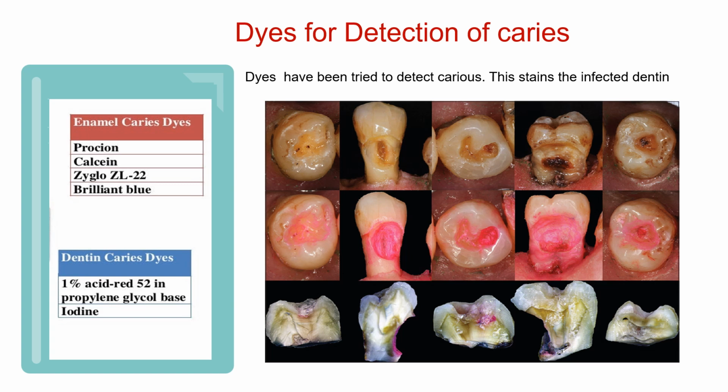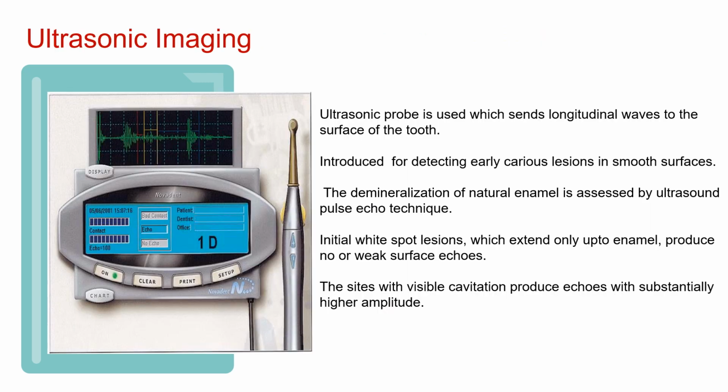There are several dyes also which are used for detection of caries. There are enamel caries dyes, and there are specific dyes for detection of dentin caries. The enamel caries dyes are Procion, Calcium, Zyglo, Brilliant Blue, and dentin caries dyes include 1% acid red, propylene glycol base, iodine. Now, dyes have been used for detection of caries, and basically the usage of dyes will stain infected dentin.